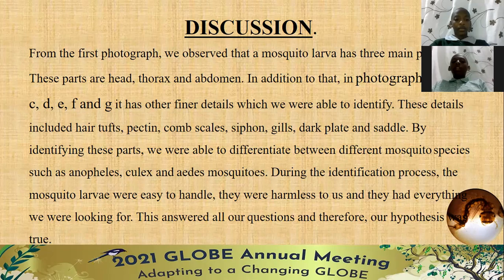By identifying these parts, we were able to differentiate between different mosquito species such as Anopheles, Culex, and Aedes mosquitoes. During the identification process, the mosquito larvae were easy to handle, they were harmless to us, and they had everything we were looking for. This answered all our questions, and therefore our hypothesis was true.